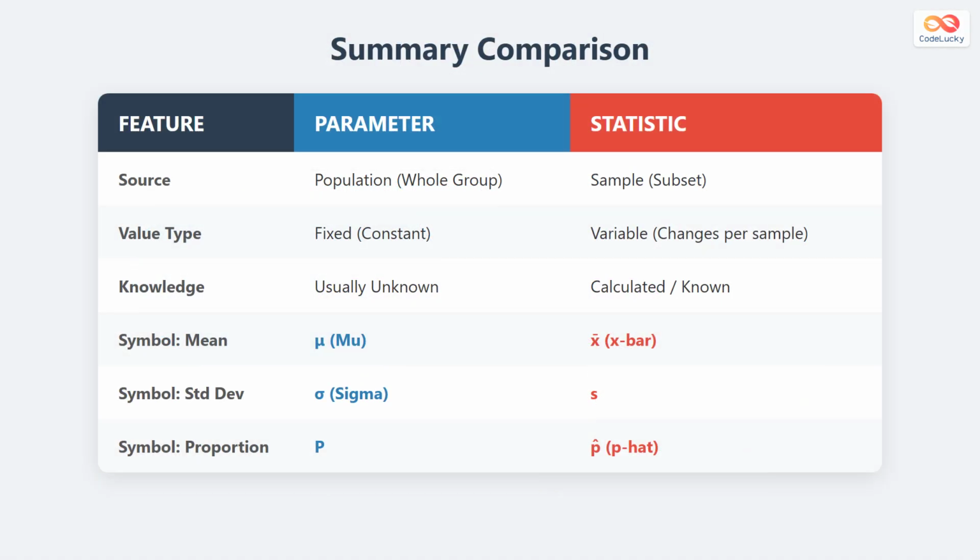Let's summarize. Parameters come from populations and are usually unknown, fixed values represented by Greek letters. Statistics come from samples and are known, variable values represented by English letters. We use the statistic to learn about the parameter. Pause the video here if you want to review the symbol comparisons one last time.